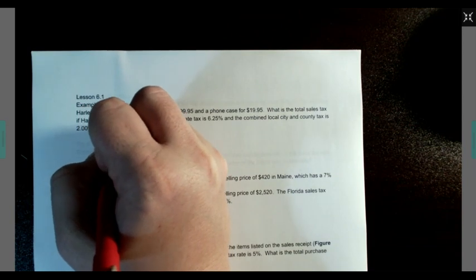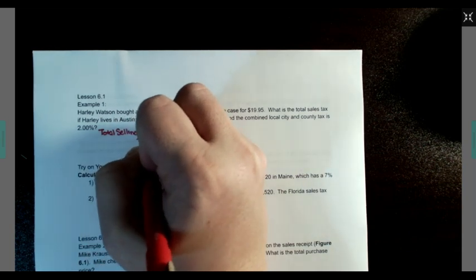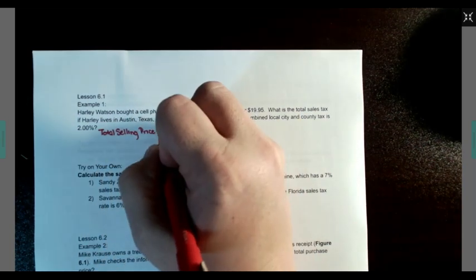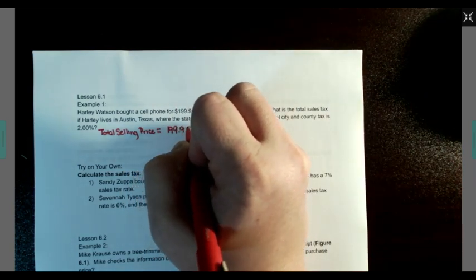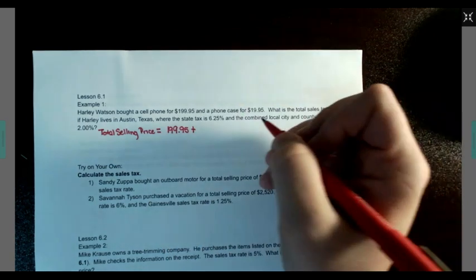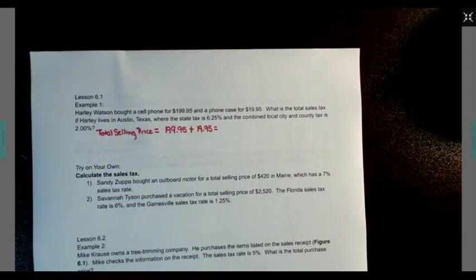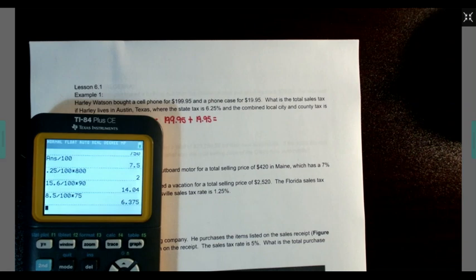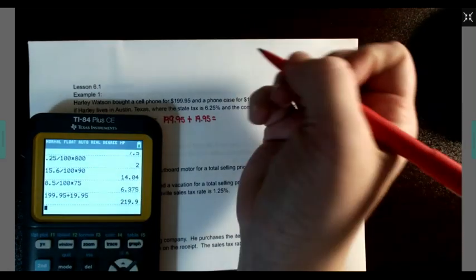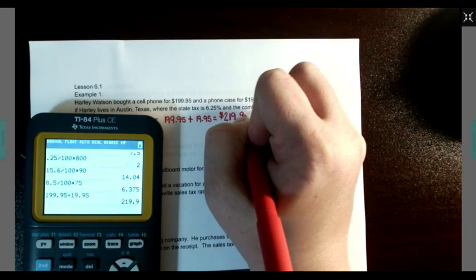In order to find my total selling price, we're going to do $199.95, the phone, plus the case, which is $19.95. So we're going to do $199.95 plus $19.95 for a total selling price of $219.90.